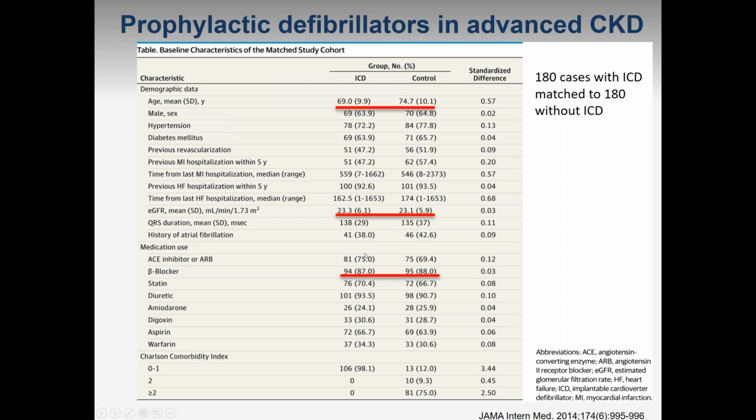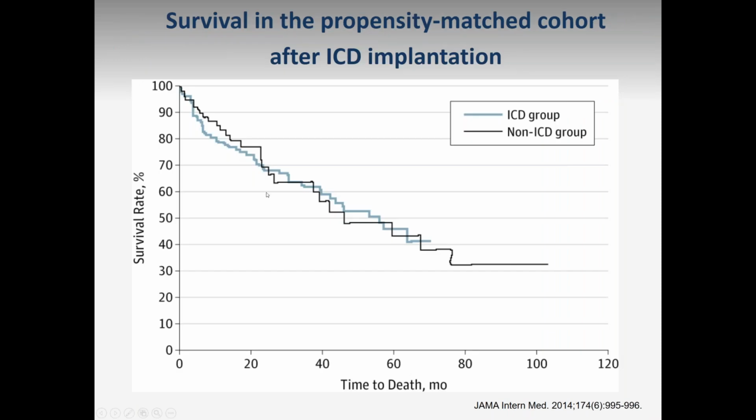We matched them case for case, 180 cases with ICD matched to 180 cases without ICD in Ontario, Canada. And yet we were able to still see, despite all the risk factors that we matched for and age matching, that in fact there was still no difference even when they had chronic kidney disease. So the question comes up, is there really a benefit that you can see in receiving an ICD, those who got the ICD in the blue versus non-ICD in the black?